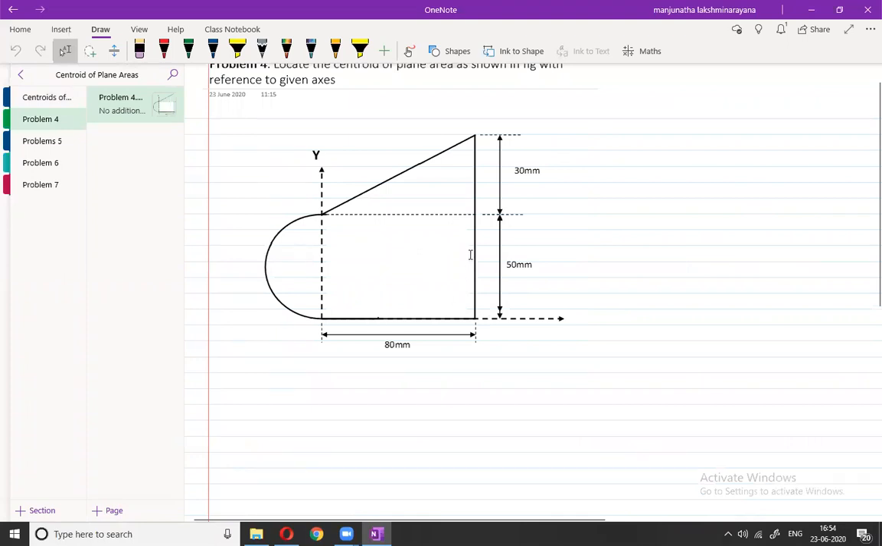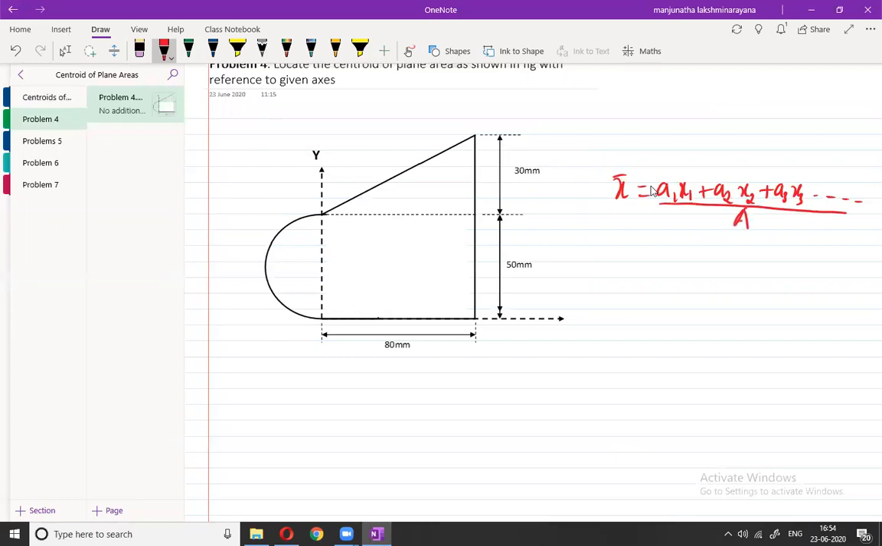We know that the formula for finding out the centroid of a complex area is x bar equal to a1 x1 plus a2 x2 plus a3 x3 and so on, divided by the total area A. Similarly, y bar is equal to a1 y1 plus a2 y2 plus a3 y3 and so on, divided by total area A. So these are the formulas for finding out x bar and y bar for a given complex area.